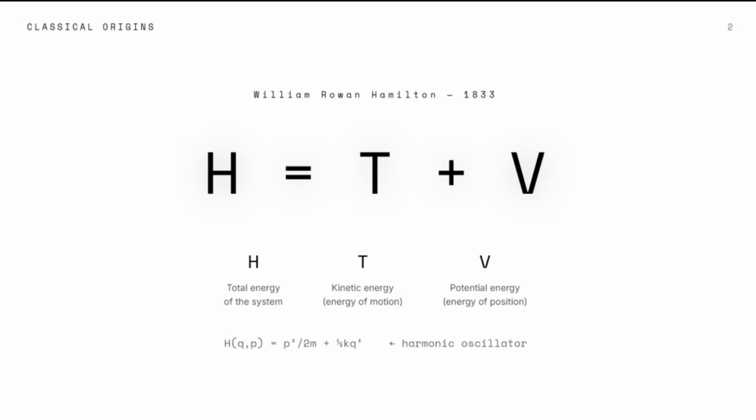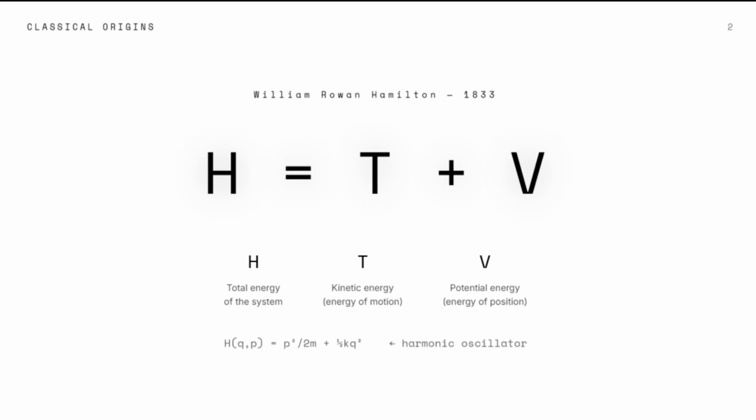This is a video where we actually understand it, not just what it looks like, but where it came from, what it's doing, and why every quantum computer ever built runs on it. To understand the quantum Hamiltonian, we go back to 1833. An Irish mathematician named William Rowan Hamilton was working on a complete reformulation of Newtonian mechanics. Newton gave you forces, Hamilton wanted energy.